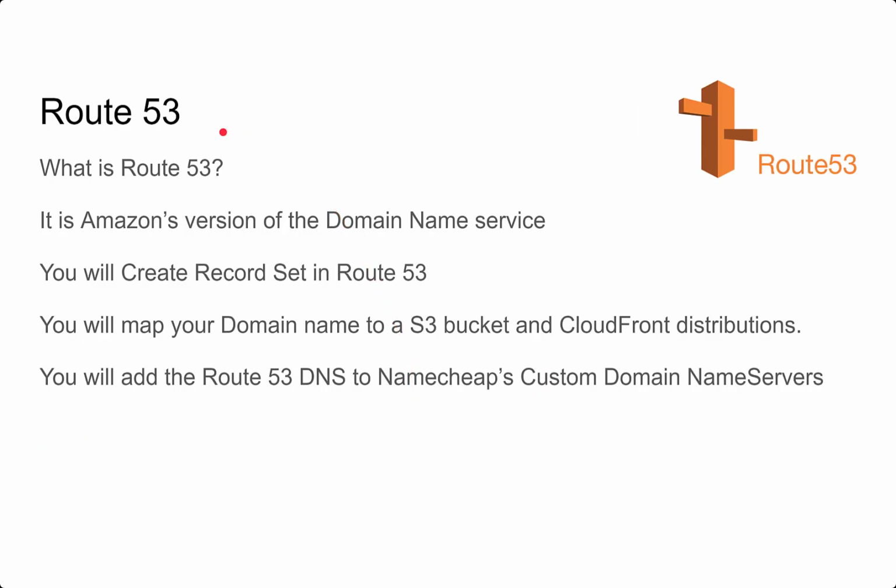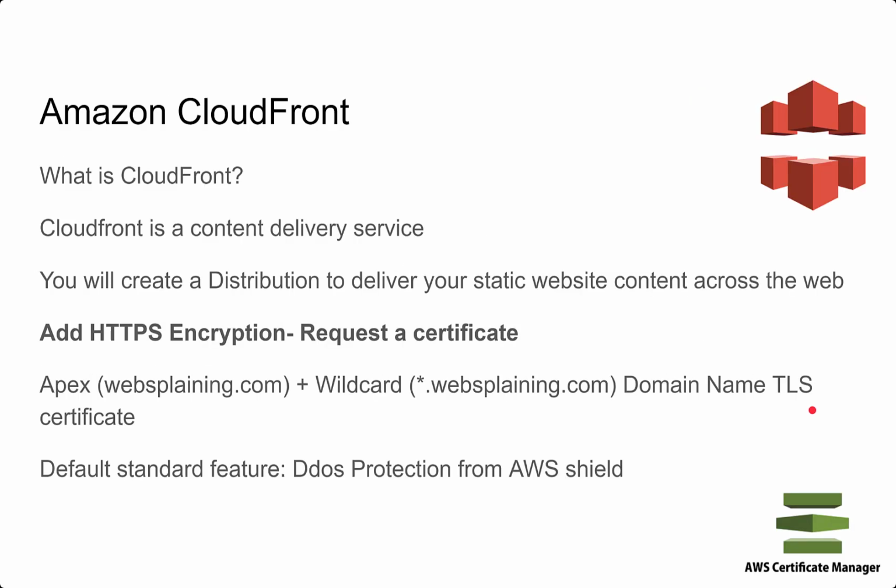So Route 53, what is Route 53? It is Amazon's version of the domain name service. So what we'll be doing in this guide is we'll be creating a record set in Route 53. We'll also map our domain name to an S3 bucket and CloudFront distributions. We'll also add Route 53 DNS to a Namecheap's custom domain name service. Let's move on to the next slide.